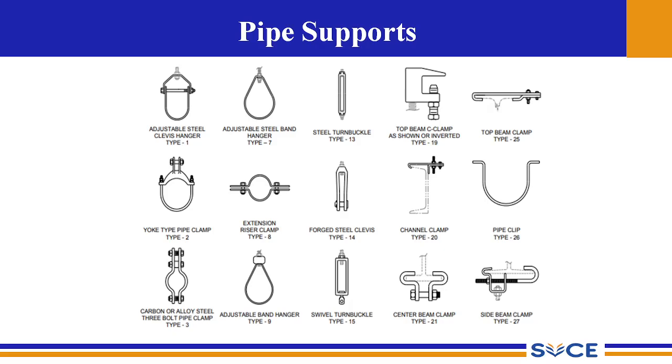Then type 27 is a side beam clamp. A side beam clamp attaches to the bottom flange of a structural shape where the vertical rod is required to be slightly away from the center of the shape. So the side beam clamp also requires no welding and it attaches to the bottom flange, where the vertical rod is slightly offset from the center of the shape.